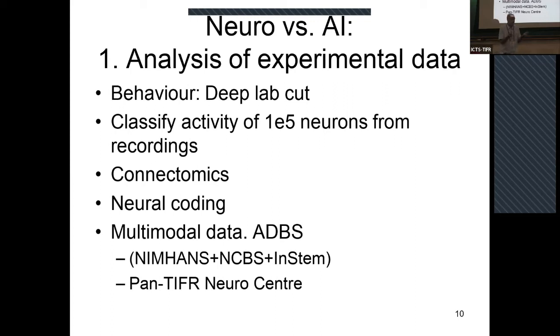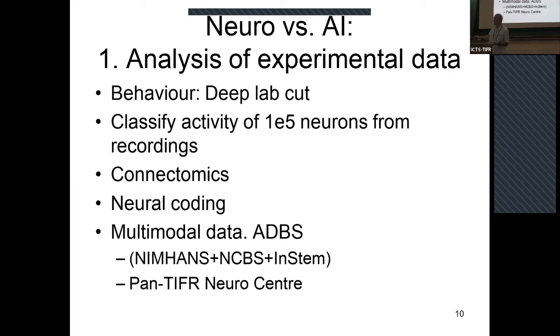Connectomics, the problem of figuring out those 10 to the 14 or so connections in the brain through serial EM sections, is a hugely nasty one. And it's one which has greatly been accelerated in recent years through the use of AI techniques. Looking at neural coding, figuring out what the neural activity means in terms of what information is represented in there.